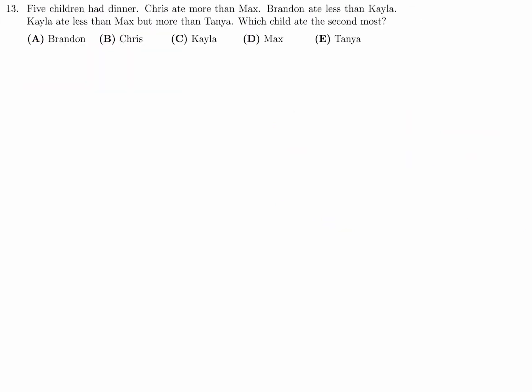Five children had dinner. Chris ate more than Max. Brandon ate less than Kayla. Kayla ate less than Max, but more than Tanya. Which child ate the second most? Okay, so Chris ate more than Max. All right. Brandon ate less than Kayla. So B is less than K. And then Kayla ate less than Max. So K is less than M. Okay. Kayla ate less than Max, but more than Tanya.